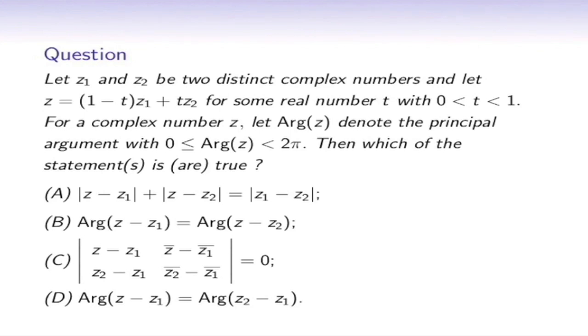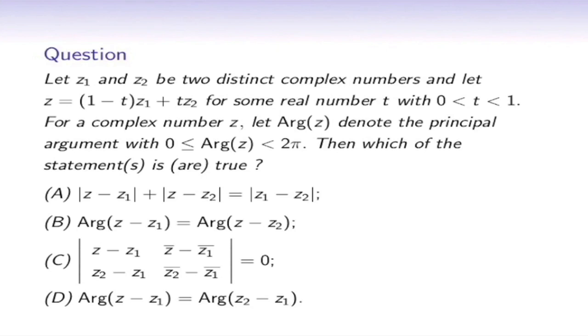Again, this is a multiple choice question, so it may be possible that more than one option is true. Option A is that the absolute value of z minus z1 plus the absolute value of z minus z2 is the same as the absolute value of z1 minus z2. Option B is about the argument of the complex number, which I will recall shortly. So it says that the argument of z minus z1 is the same as the argument of z minus z2.